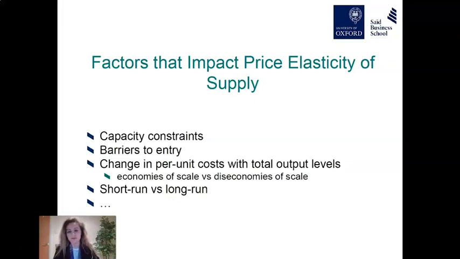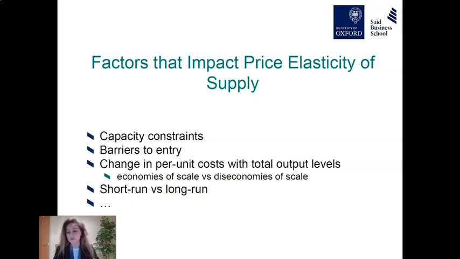Diseconomies of scale, as the name suggests, is the complete opposite, meaning that the per unit cost this time is actually increasing as the firm is growing and producing more. You can see that the scale effects are inherently linked to the price elasticity of supply. In industries that are characterized mostly by economies of scale, meaning that most of the firms in this industry are experiencing economies of scale, then the supply will be more elastic.